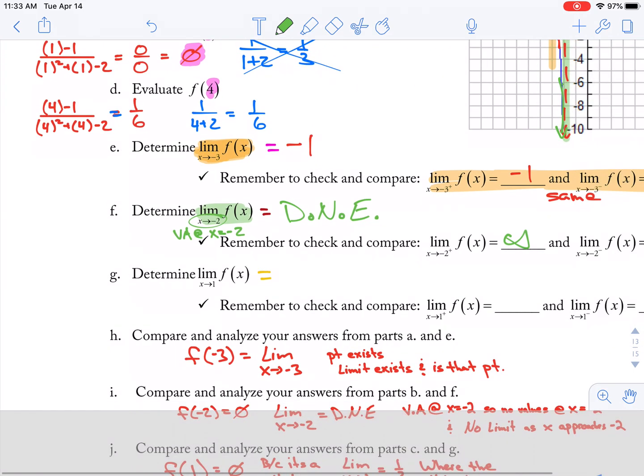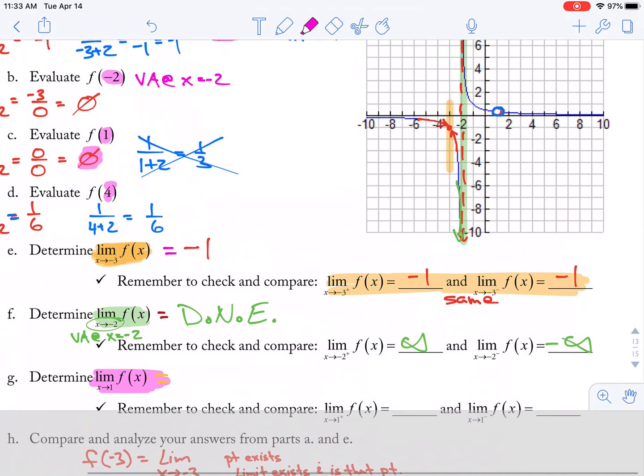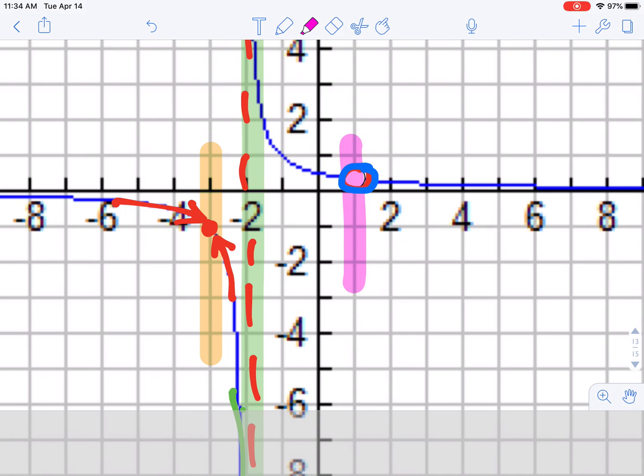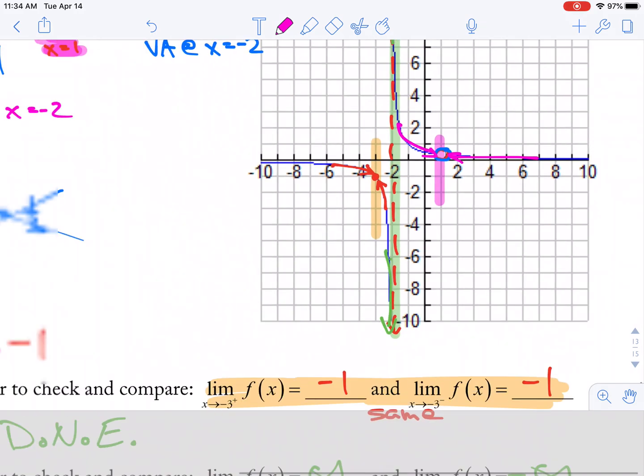So if you look at the next one, the limit as x approaches 1. We'll look over here, 1 is right here. So now 1 has a hole. But as we approach 1 from the right, look at where we're going. We're going to that hole right there. We approach from the left, we're going to the hole. So we're going to the same spot. Now what is that spot we're going to?